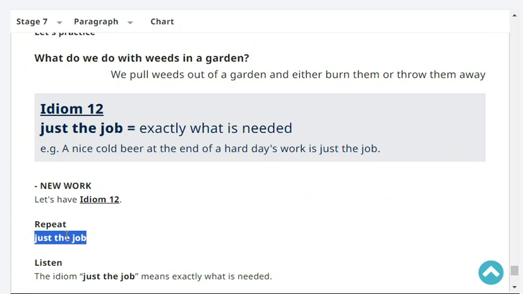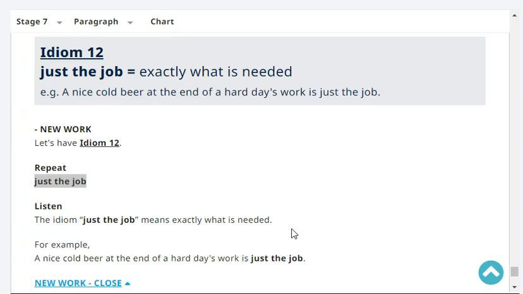Next, repeat. Let's have idiom 12. Just the job. Very good. Okay, listen. The idiom just the job means exactly what is needed. For example, a nice cold beer at the end of a hard day's work is just the job, just what I needed.